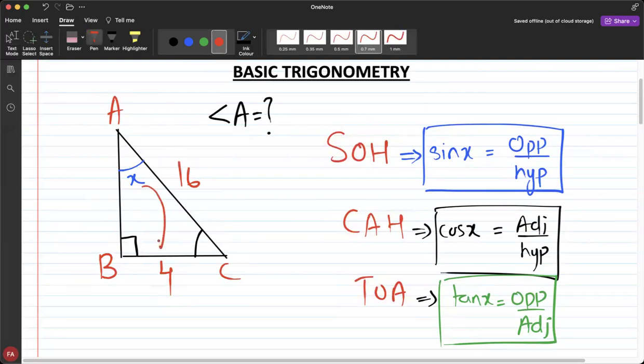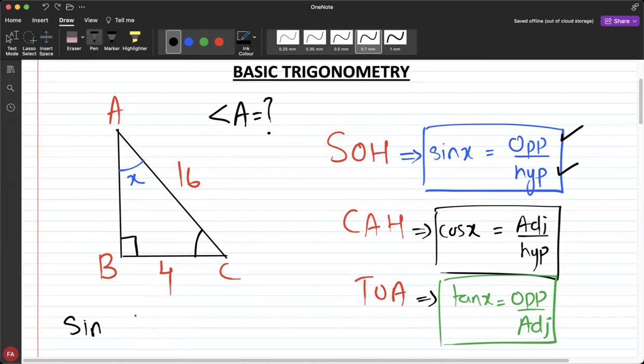I can clearly see opposite is given. And what do you call this side? Hypotenuse. So which one should I use? Opposite is given and hypotenuse is given. That means I can say sine of angle A. You can write it down in this way. You can also write it down as x. You can also write this down as BAC, because the angle is something that's formed in the middle.